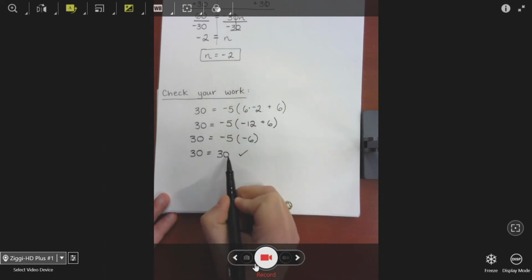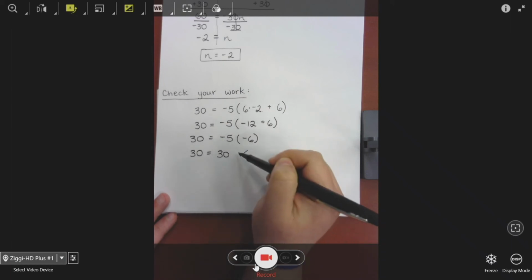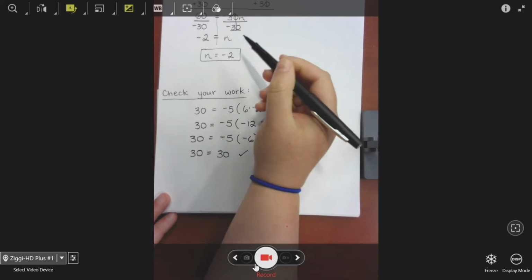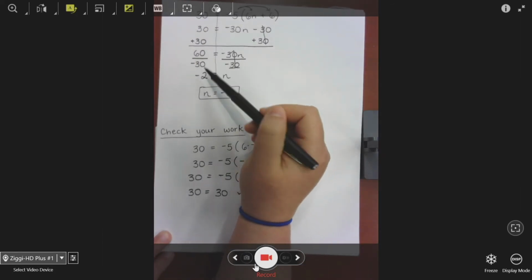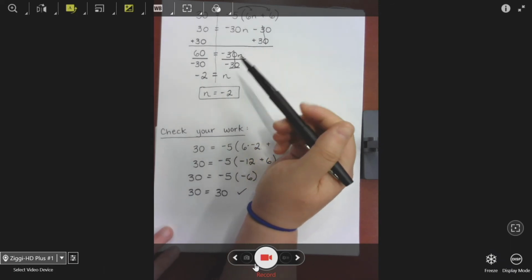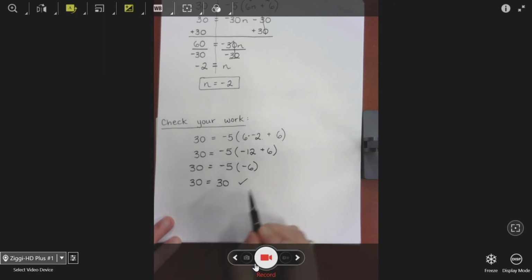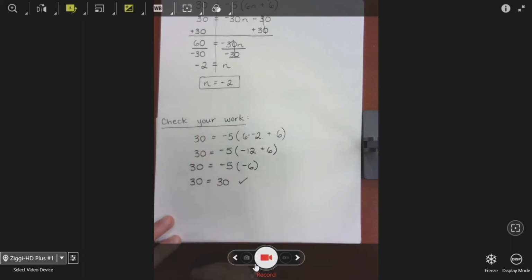If you get an answer, let's say it's 30 equals 25, go back and double check your math here. And if you didn't make a mistake here, then you need to revisit your original problem up top and see where you may have gone wrong. Okay? That's the beauty of these equations, is that you can automatically tell if you've got the right answer or not. So in this case, we know that n equals negative 2 is the right solution.